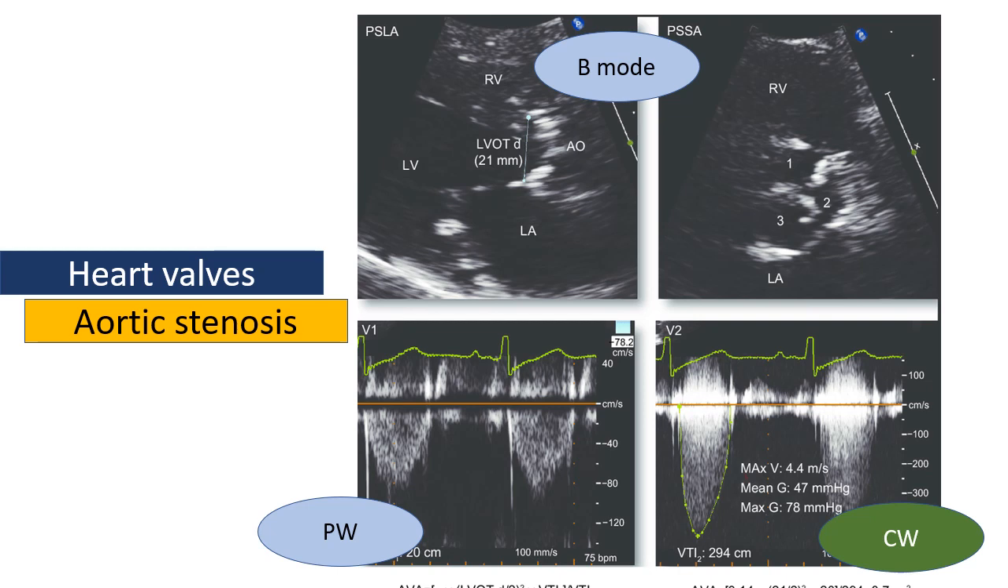You can see here the maximum velocity is 4.4. And if it is more than 2.5, it's mild stenosis. If more than 3, it's moderate stenosis. If more than 4, it's severe stenosis.